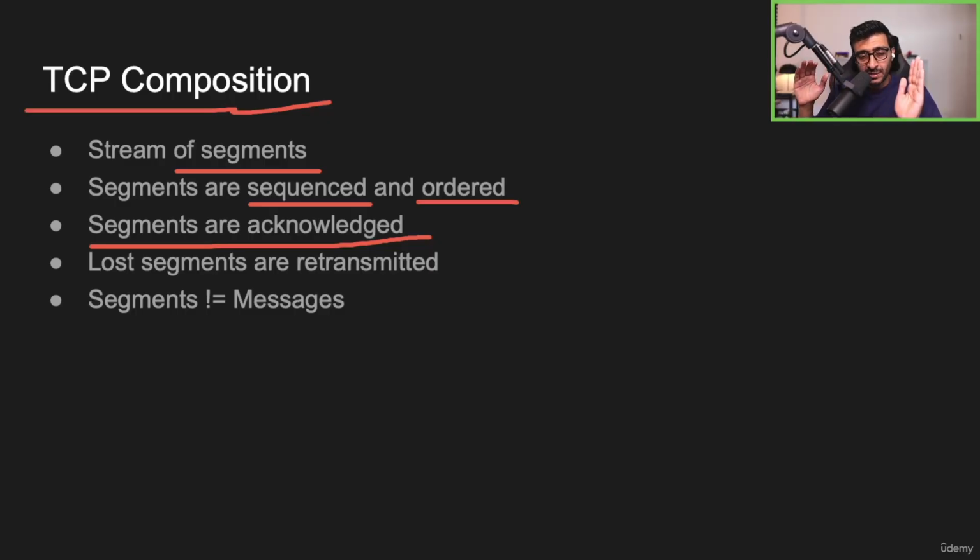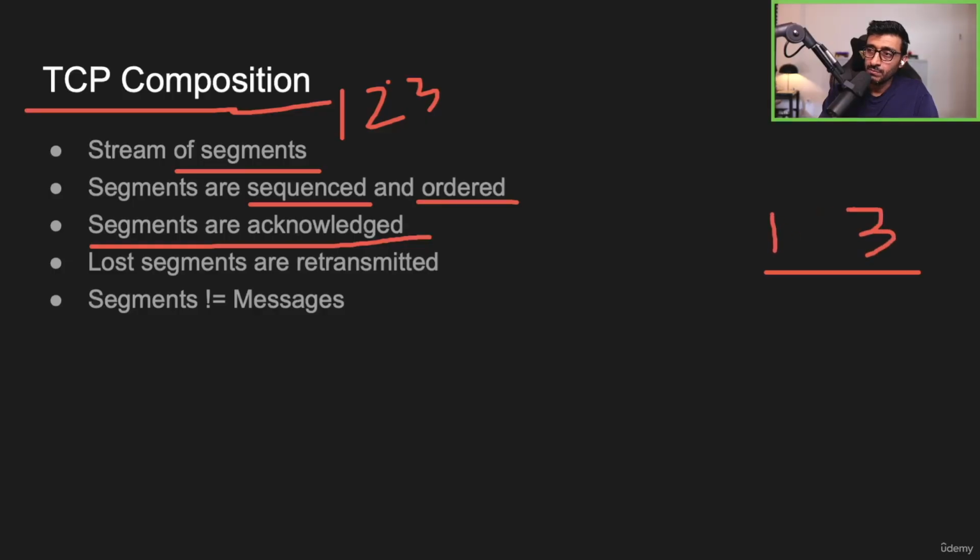So if I sent 1, 2, 3, right? If I sent segment 1 and I sent segment 2, 3, and the receiver only got, let's say, 3 and 1, what does the receiver send back as an acknowledgement?